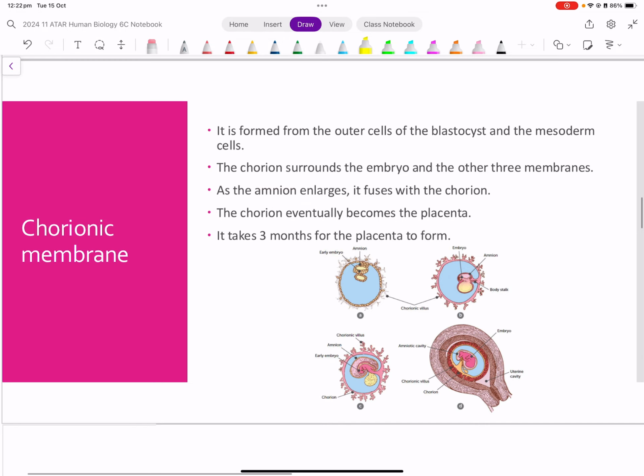Now, the chorionic membrane. The chorionic membrane itself is formed from those outer cells of the blastocyst known as the trophoblast from our prior lessons. And that trophoblast works in conjunction with mesoderm. Now, why mesoderm? Well, mesoderm is what is going to eventually develop the circulatory component, or the blood-based component, for this developing chorionic system and chorionic villi.